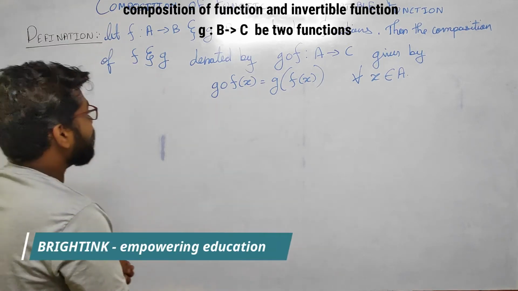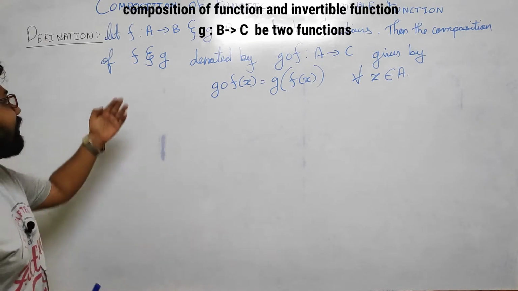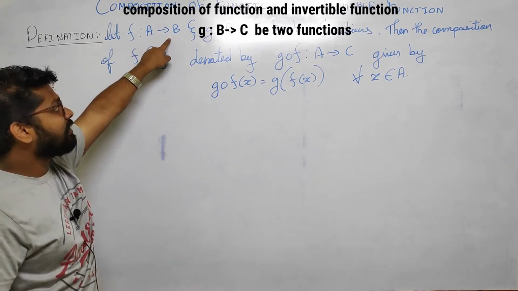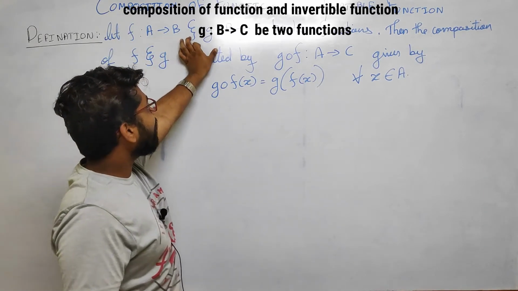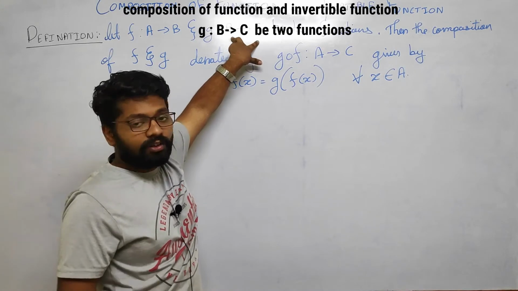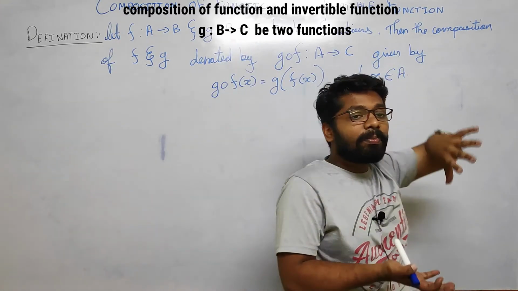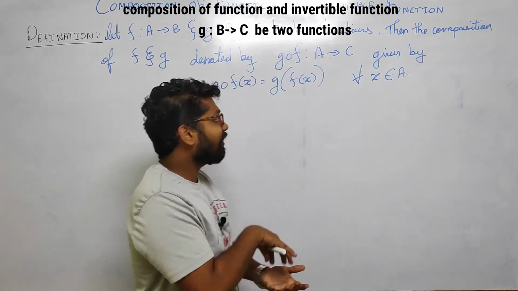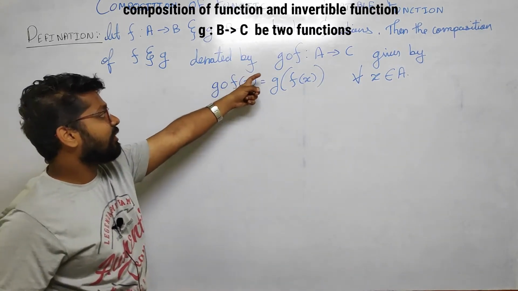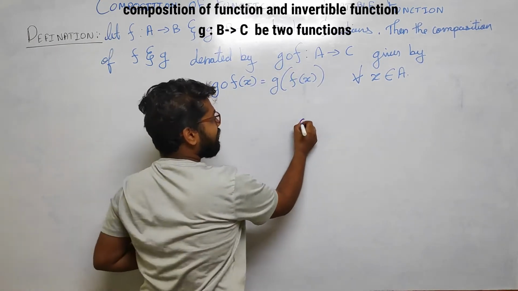Okay, so let us discuss the composition and inverse of a function. Let f mapping A to B, in the sense A is the domain and B is the codomain, and another function g mapping from B to C, be two functions. Then if you compose them into one another, it is denoted by g circle f.